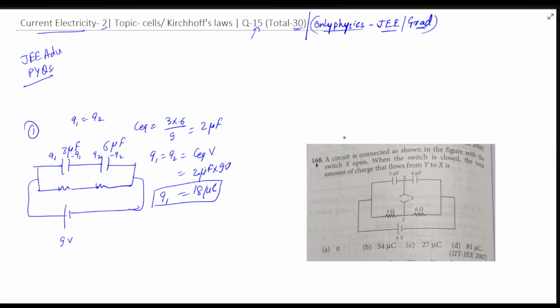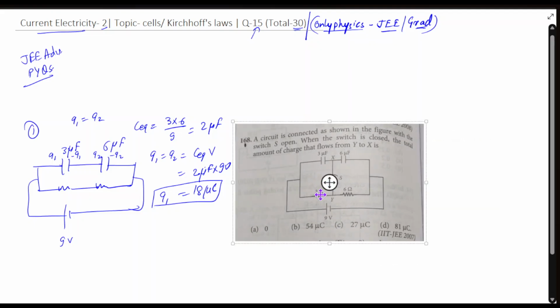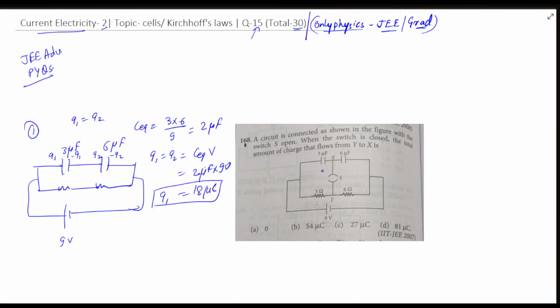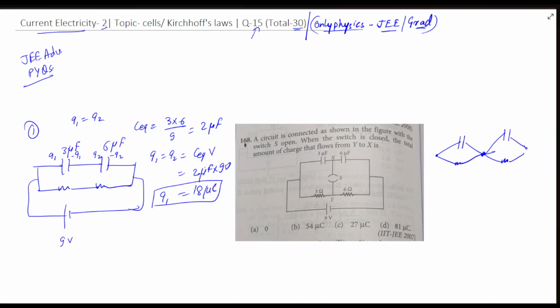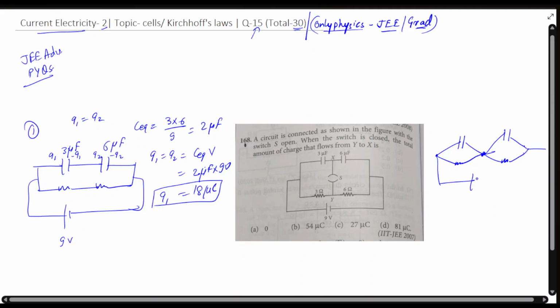Now the situation becomes this. We'll have this wire connected. Now look, this whole part and this whole part are in series, right? So you can draw it like this. This is our first capacitor and this is our first resistance. Because these are connected, X and Y will have the same potential, right? I've just connected it through a point. This is our second capacitor and this is our second resistance. So this will be our situation.